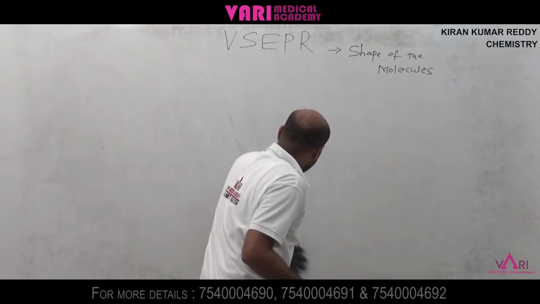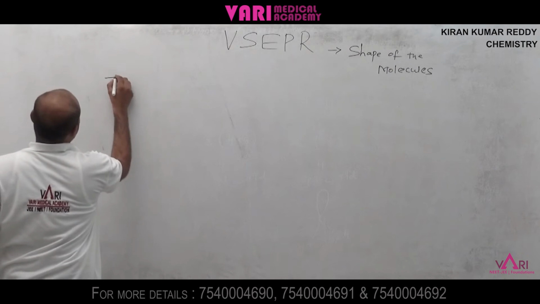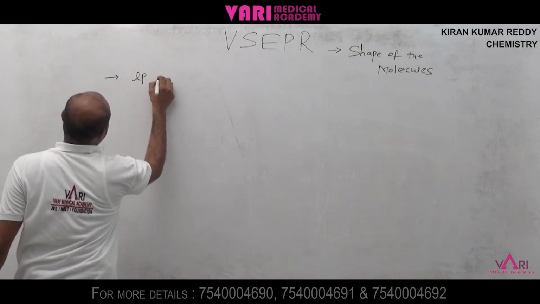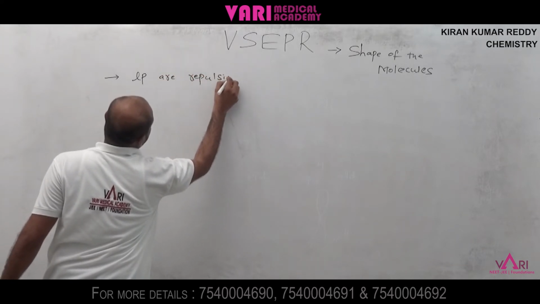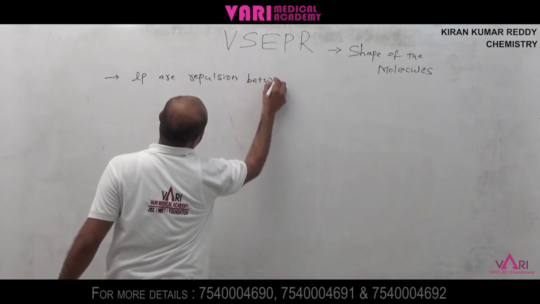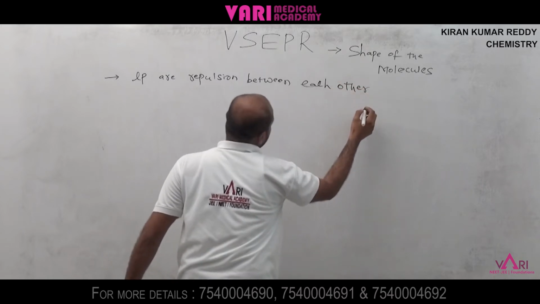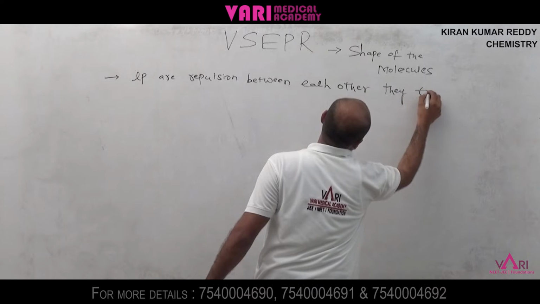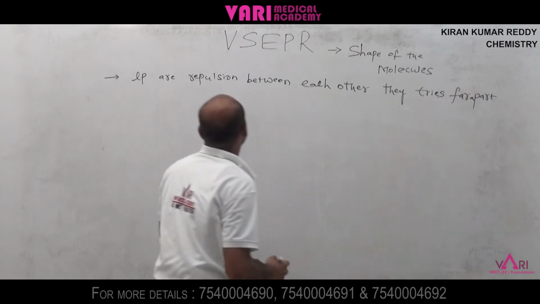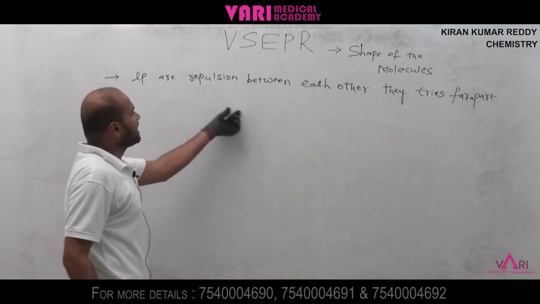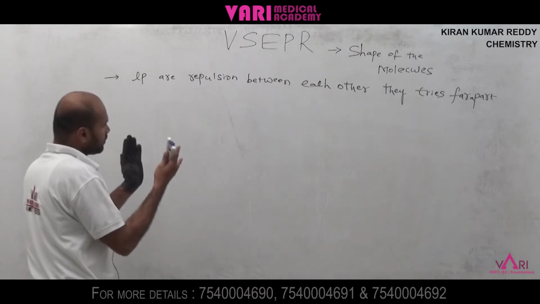What is VSEPR theory? First point we can write. First, lone pairs generally repel each other. They try to stay far apart, because more spacious means more repulsion.